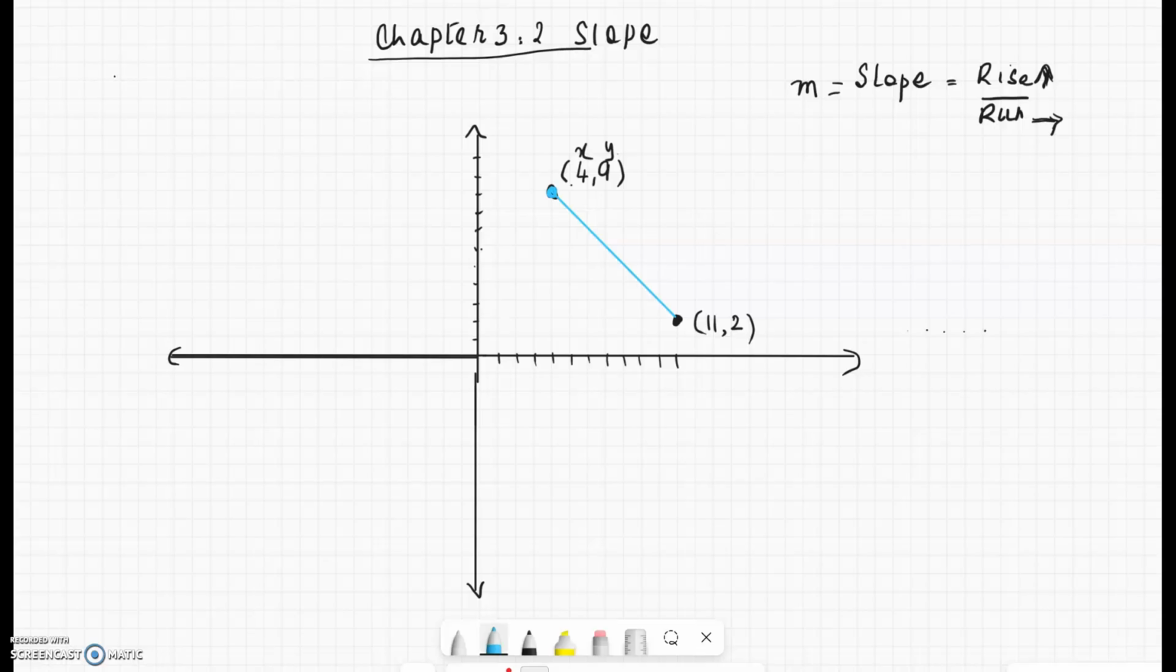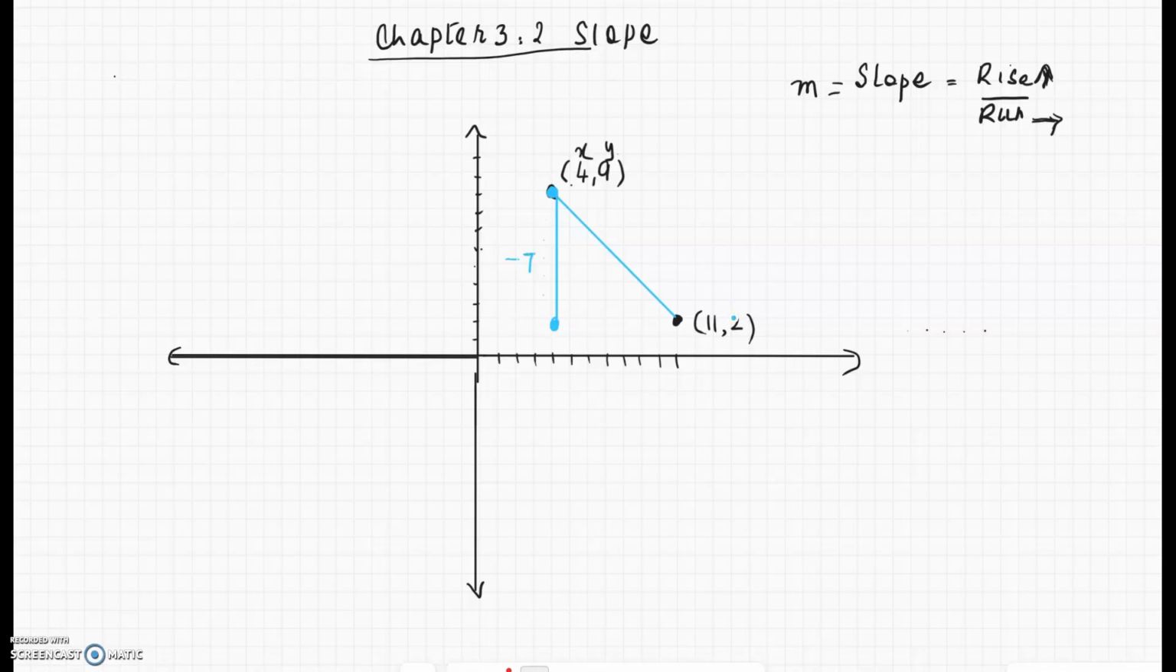Rise is either going up or going down. Run is either going to the right or going to the left. It's a horizontal movement. So let's start at (4, 9). In order to reach the point (11, 2), I need to go down by how many units? Let's count. 1, 2, 3, 4, 5, 6, 7 units. We go down by 7. When I say go down by 7, it's a negative 7.